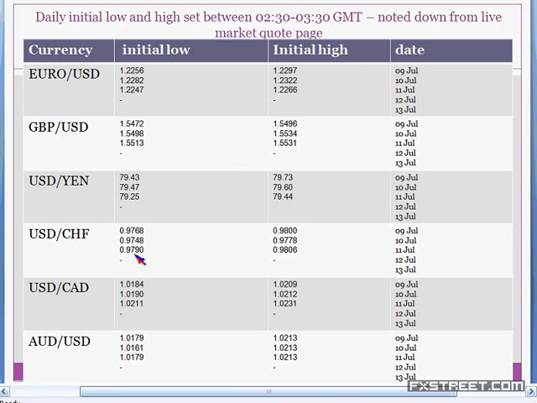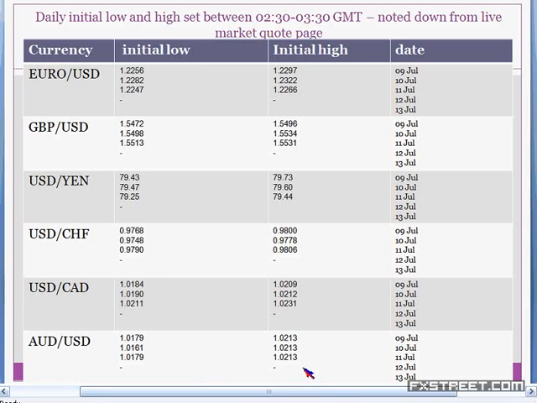In the case of CHF, 0.9790 was the initial low, and they are still holding below 0.9790. The new low they formed during European session, 0.9768, also they have not breached. So a very sluggish move is happening between the initial low and the new low in the case of USD CHF. And Canadian dollar, again, the initial low was 1.0211 and they formed the new low 1.0173, and are still holding above that new low and not breaching it further down. It is again a sluggish downward move.